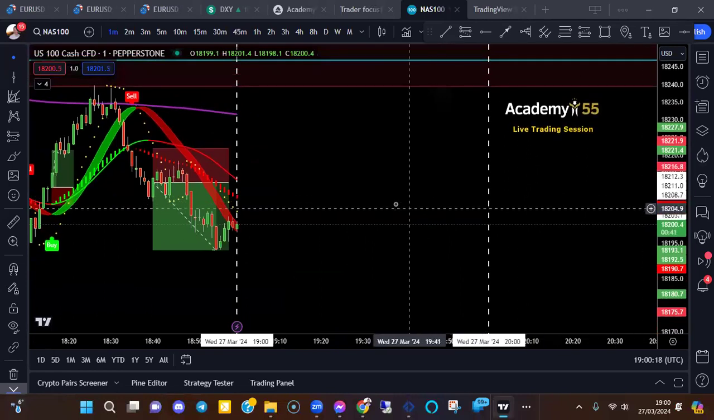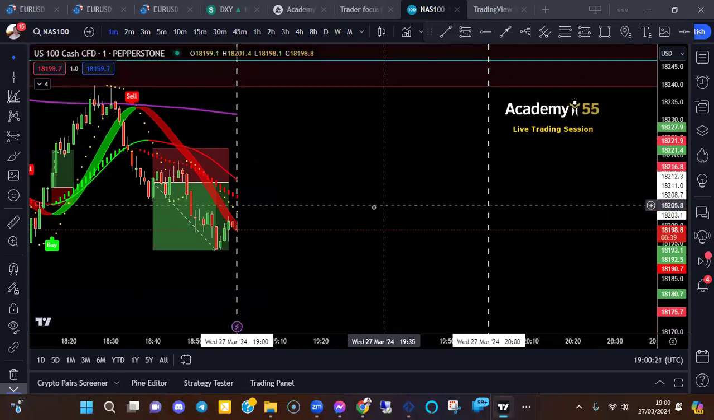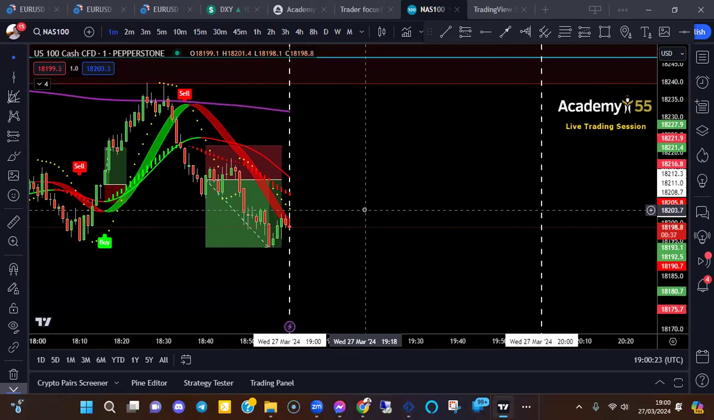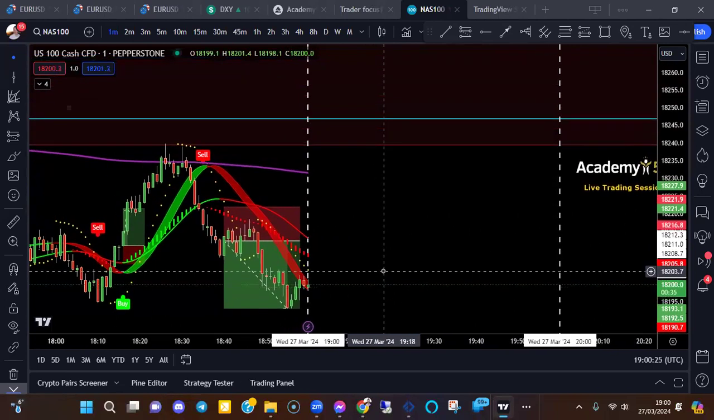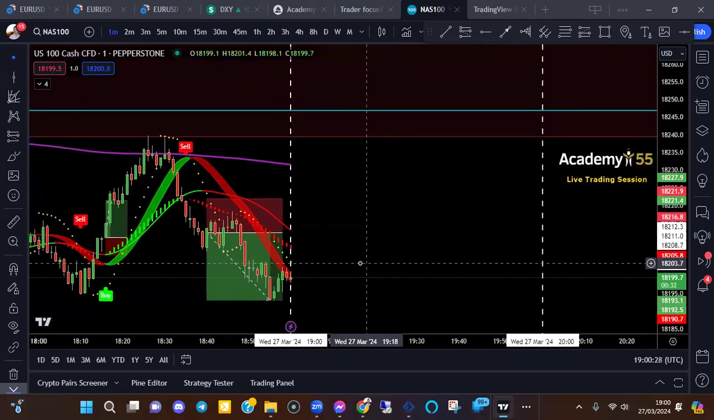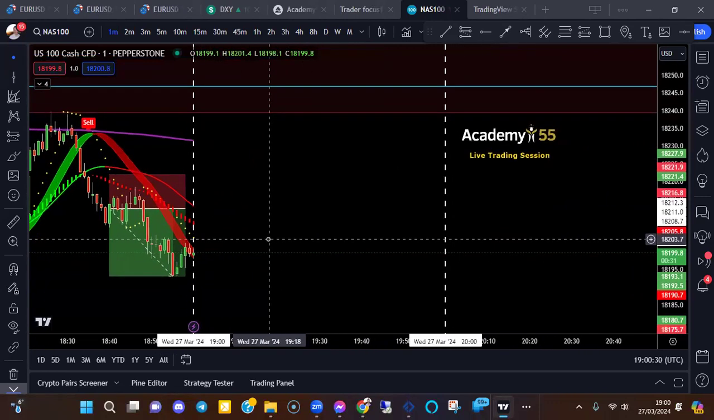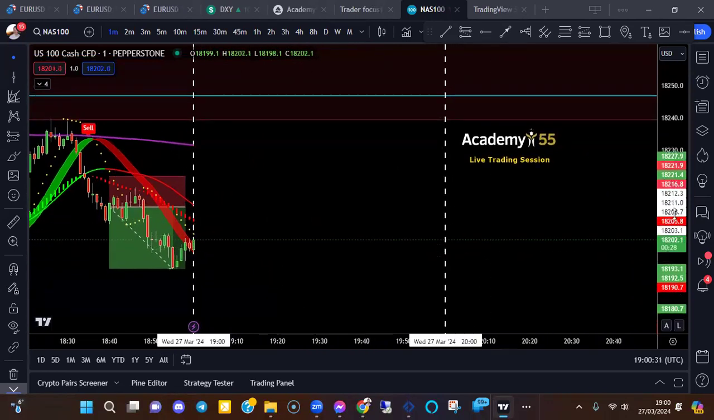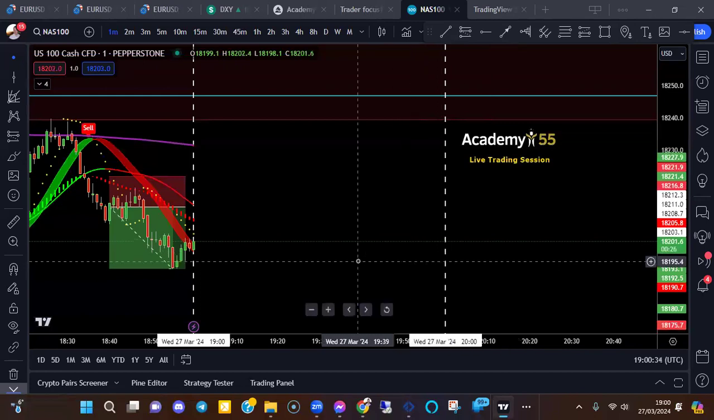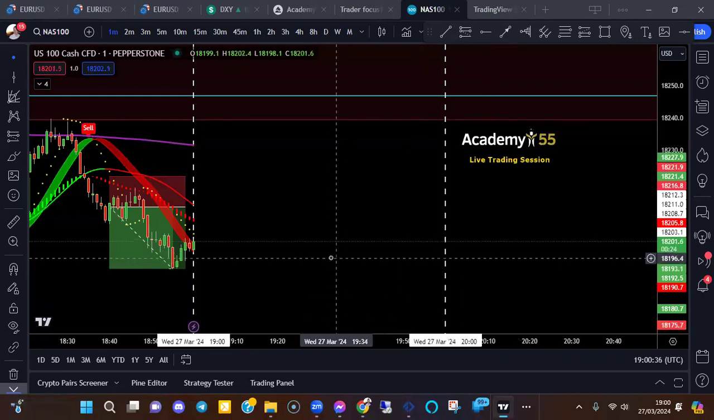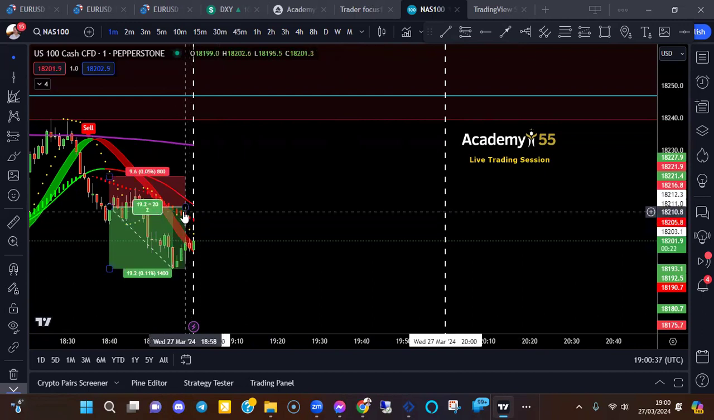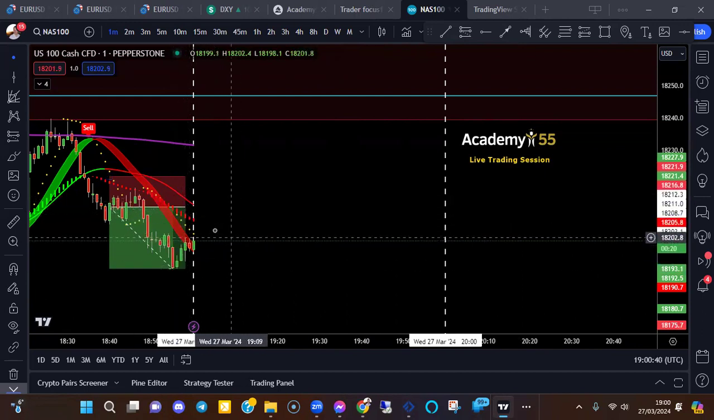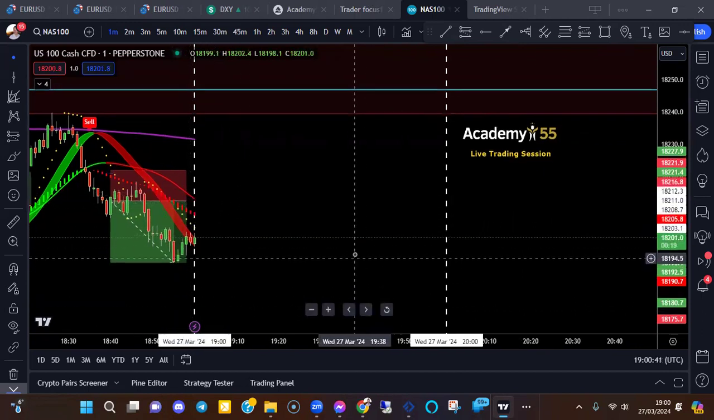And now we are at 7 o'clock UK time, and we will now be officially on the hunt for a trade. But obviously we have to have a buy alert come in. The wave has to go green, the trend line has to go green, and the parabolic SAR has to be below the price.